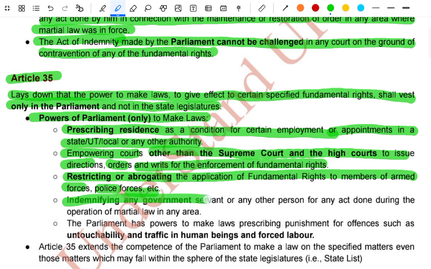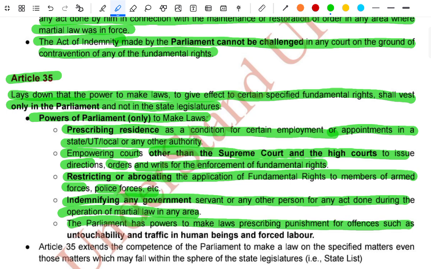Indemnifying any government servant or any other person for any act done during the operation of martial law in any area. Parliament has the power to make laws prescribing punishment for offenses such as untouchability and traffic in human beings and forced labour.